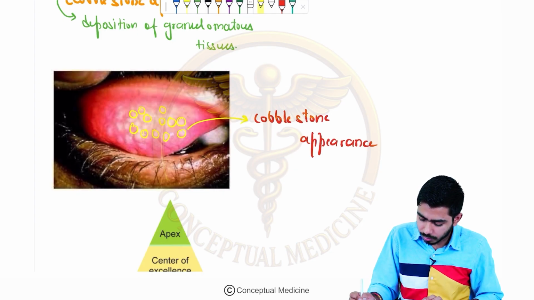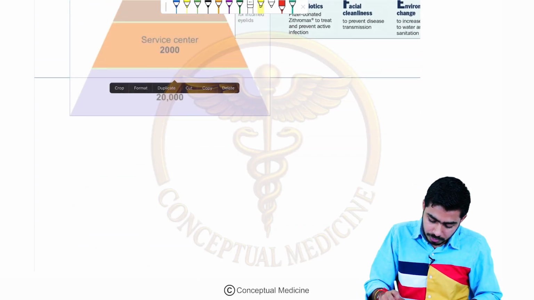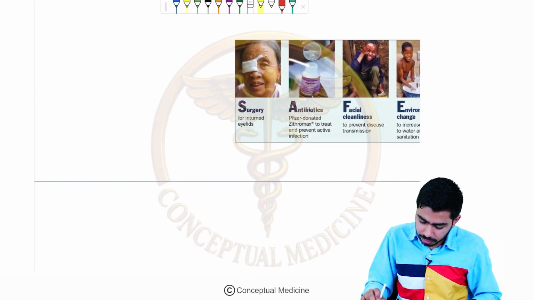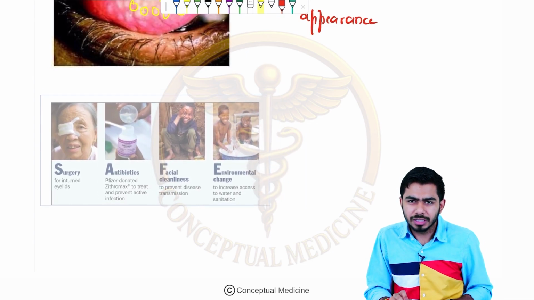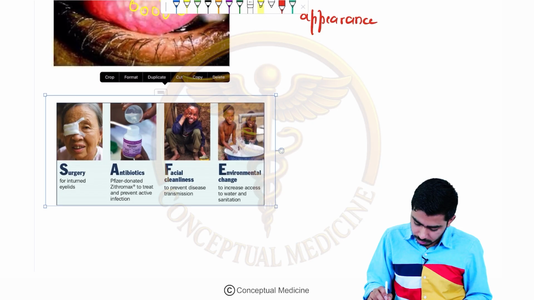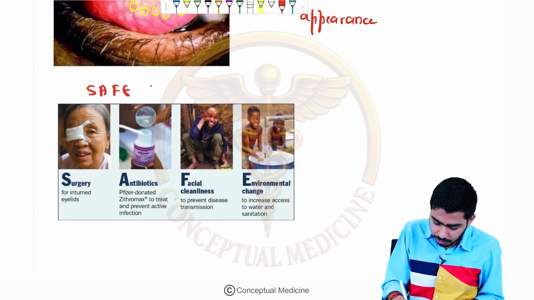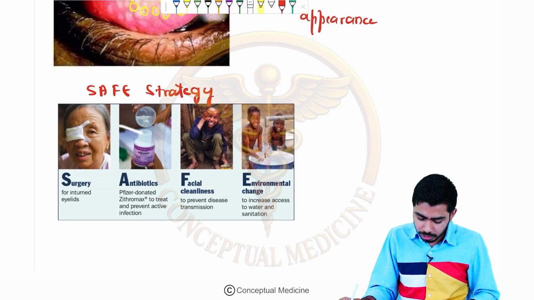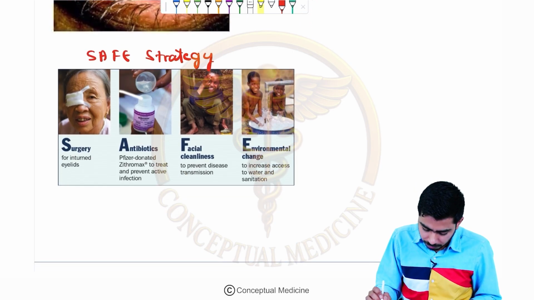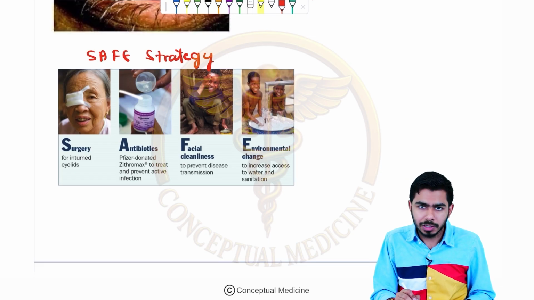For this one we are using one more scheme over here, and that is named the SAFE strategy, not a scheme. Here I will be talking about the strategy that is used under trachoma only. I'm pretty sure you must have read about this in your ophthalmology as well. The SAFE strategy is for the eradication of trachoma, and we want to eradicate it desperately.